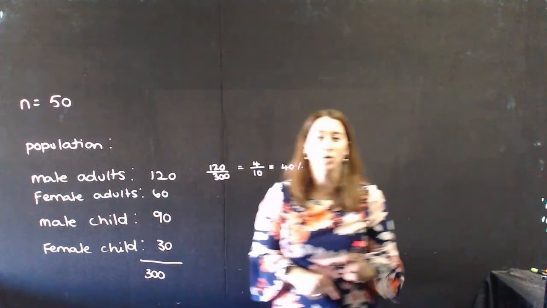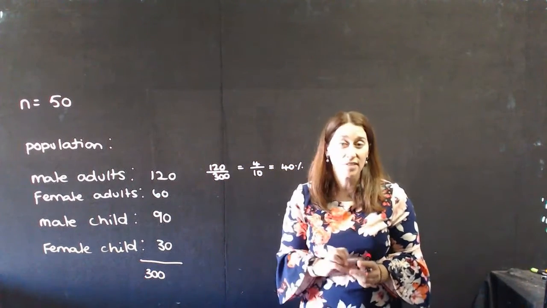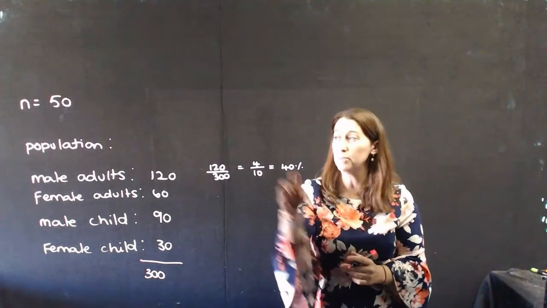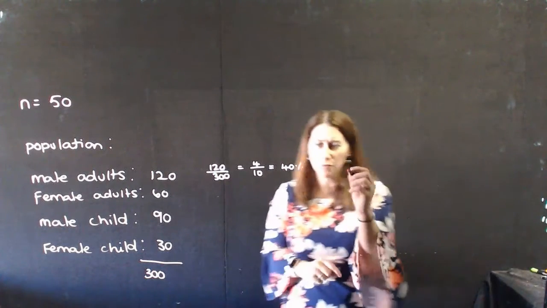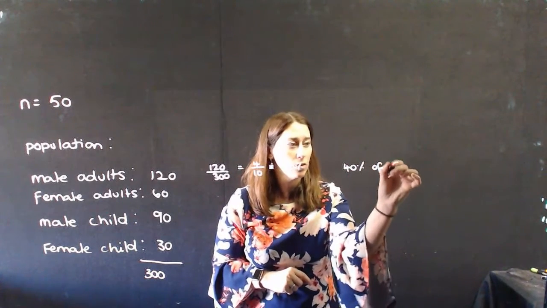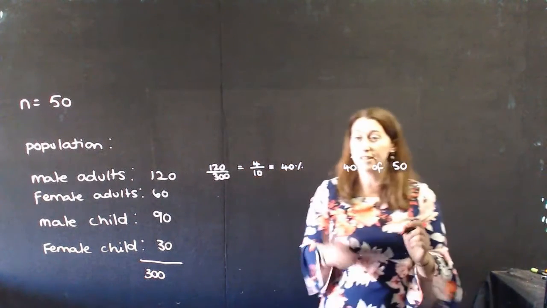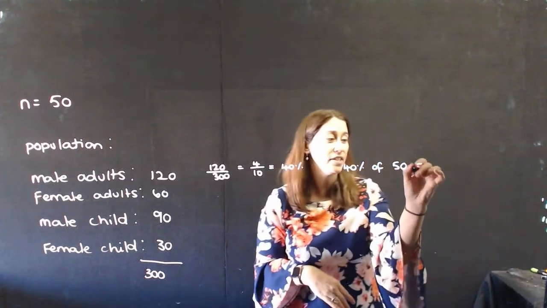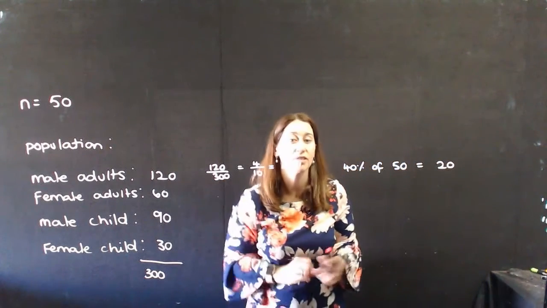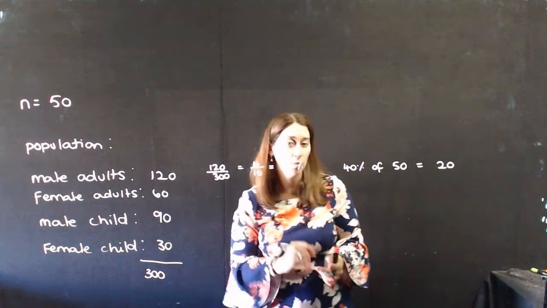Now, when I want to know how many male adults to select at random from my sample size, I need to find out what 40% of 50 is. So 10% is 5, 5 times 4 is 20. So I will be taking a sample size of 20 male adults at random from my whole population.